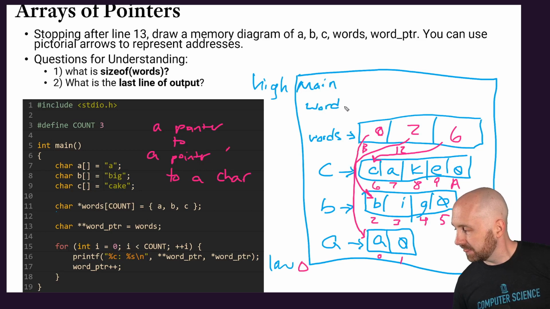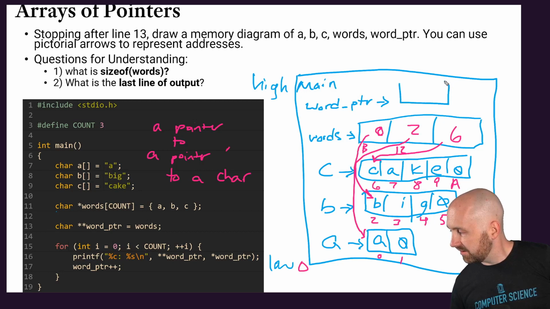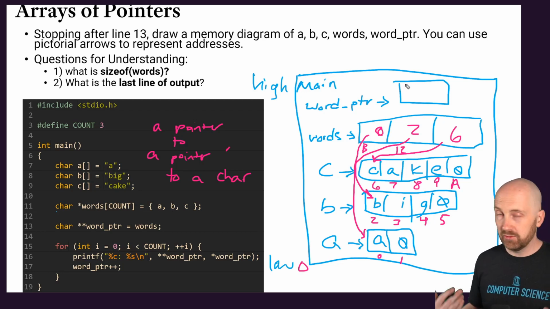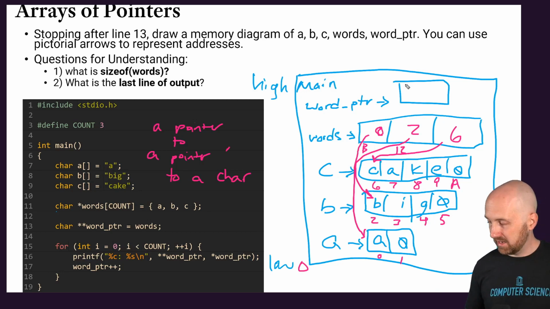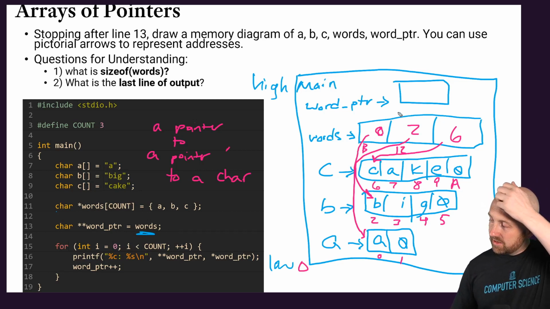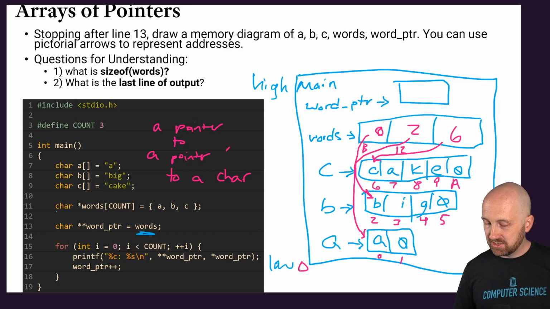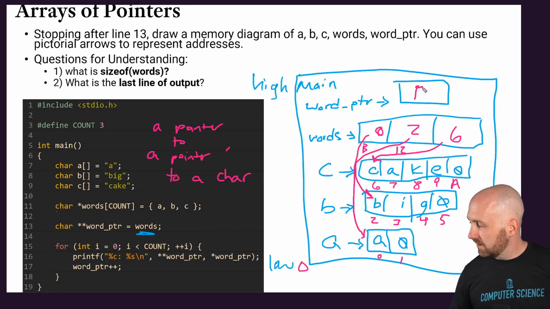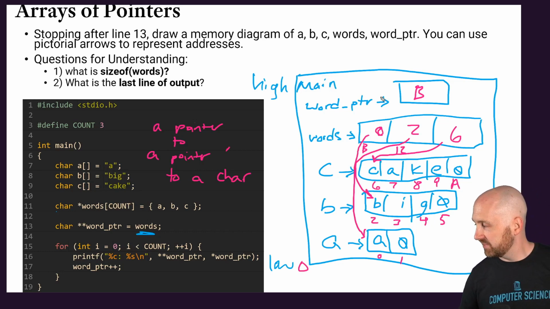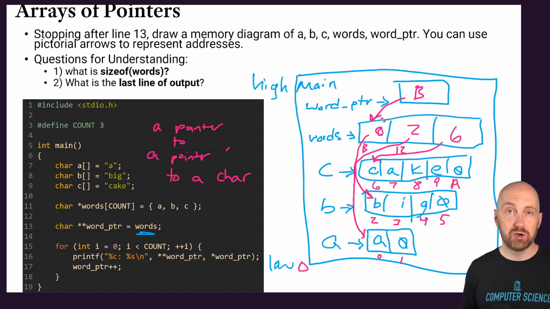So word pointer is just going to be a single pointer value. One address will be stored in this, and it will be whatever words is. Well, words is the address B, if we wanted to talk about this just in terms of addresses, right? So words is an array whose first element begins at address B in this made up memory space, right? In other words, word pointer refers to this first element of the words array.